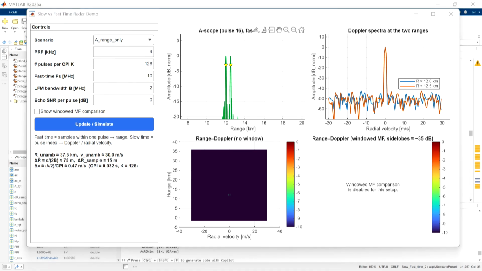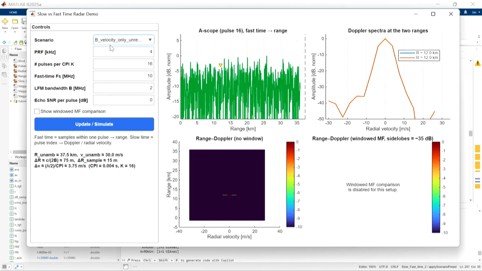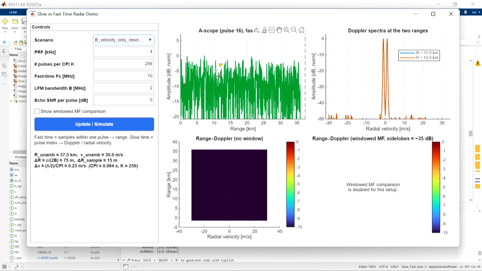The second example will be that we will use only velocity. So it will be the same range. Okay, give me a second. Same range. We have only a low number of pulses, but never mind. In velocities you can see that they are resolved. I have seen two peaks.